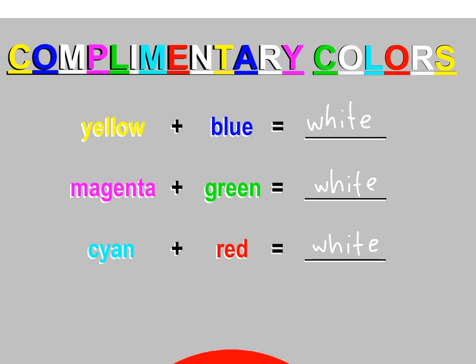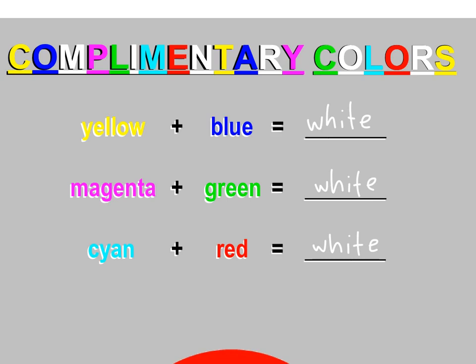So let's look at it a little closer. If you take yellow, which is red and green, and then add blue in, well, now you have all three primary colors, right? And you're going to get white light. Same thing with magenta and green. Red and blue, add in the third primary color of green, you get to white. Cyan is blue and green, and you add in the third color, red, to get to white light.